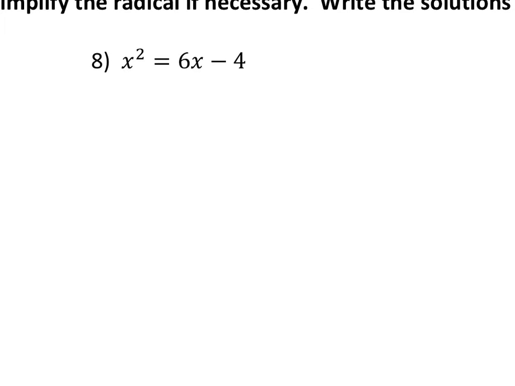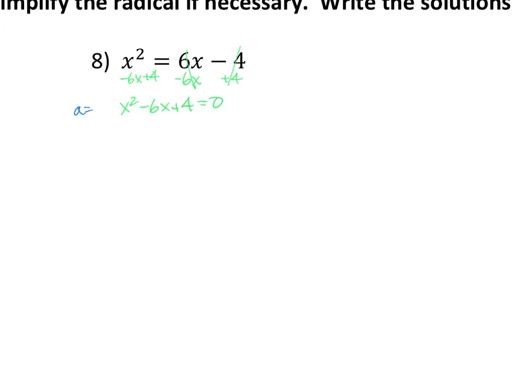All right, you guys, this is problem number 8. And again, we are doing this by solving with the quadratic formula. And again, we have to get the set equal to 0. So we're going to take everything to the left by doing inverse operations. Those go to 0, those go to 0. We are left with x squared minus 6x plus 4 equal to 0. So again, quadratic formula.